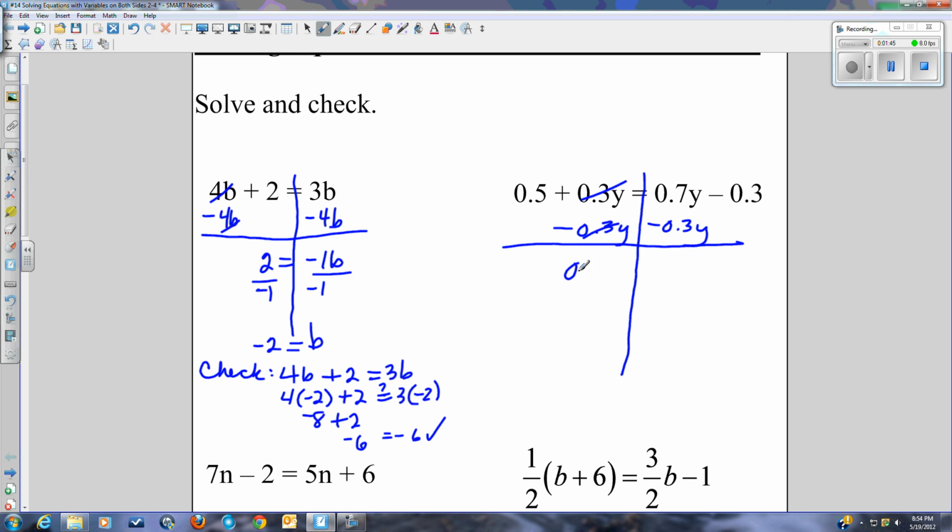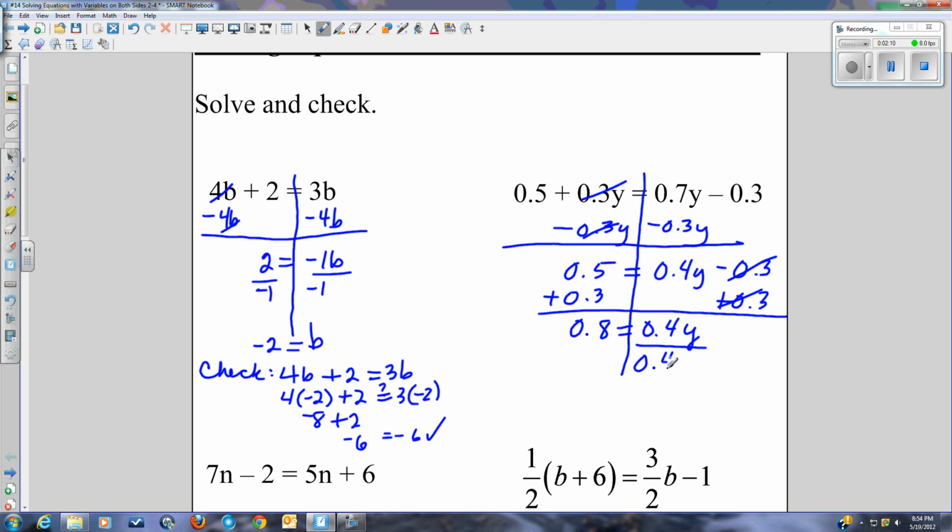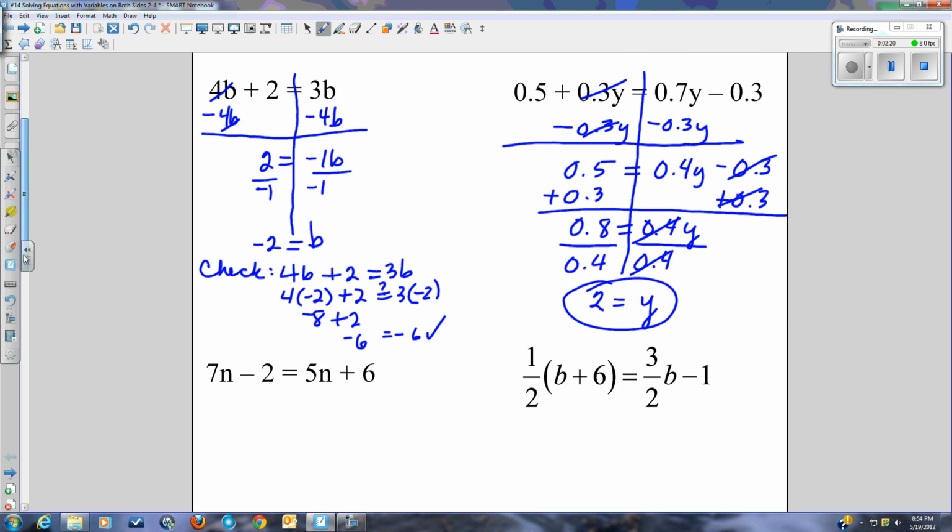0.3y's cancel, so I have 0.5 equals 0.4y minus 0.3. Now I need to get y alone, so I'm going to add 0.3 to each side. They cancel, so I have 0.8 equals 0.4y. We want to get y alone, so we're going to have to divide each side by 0.4. The 0.4's will cancel, and we have y equals 2. I'm going to have you check that.